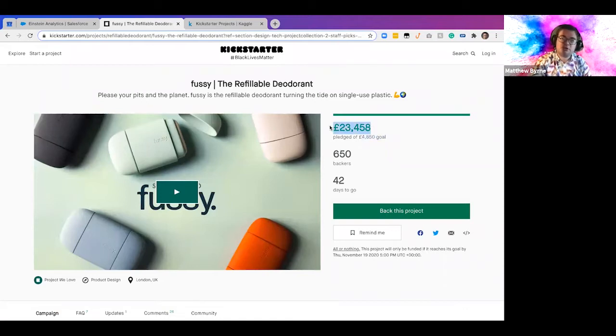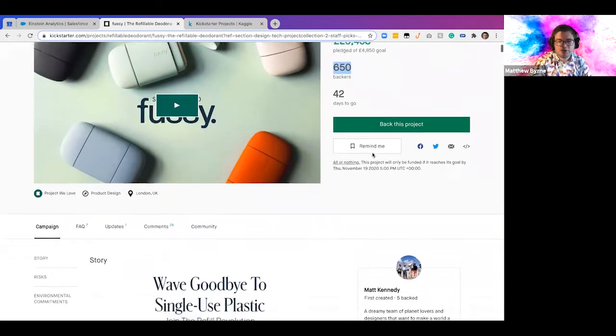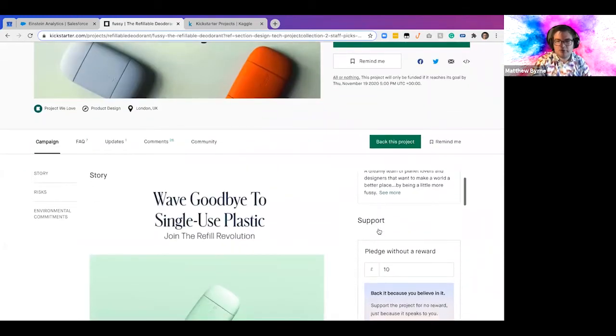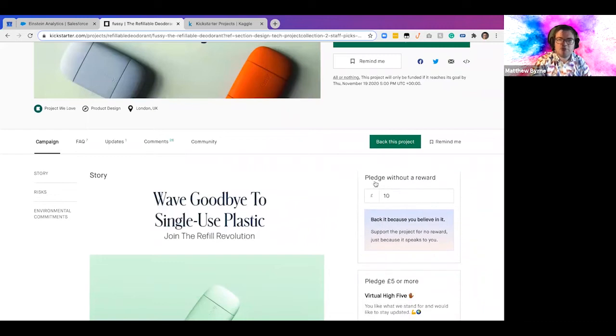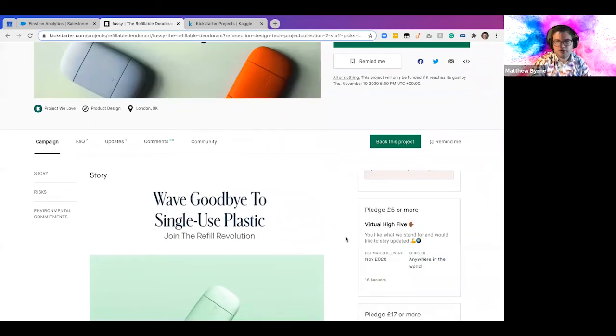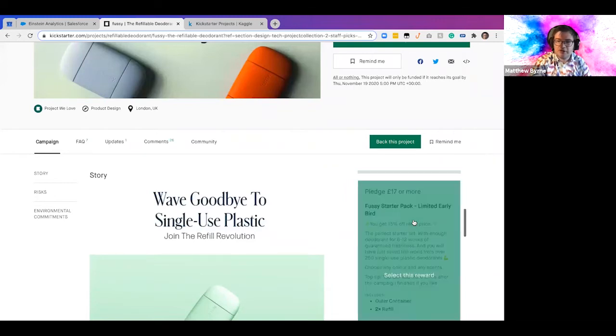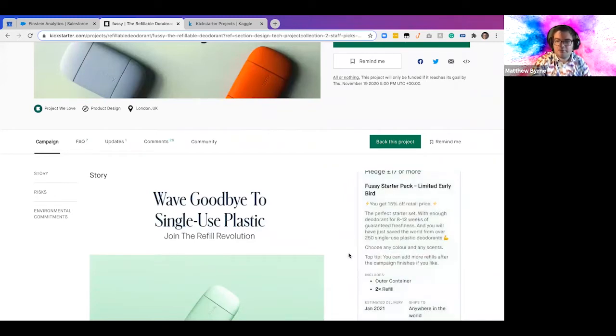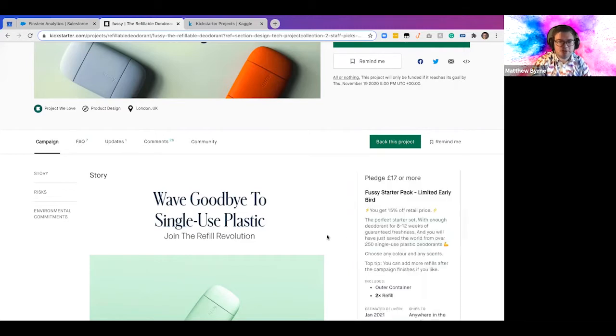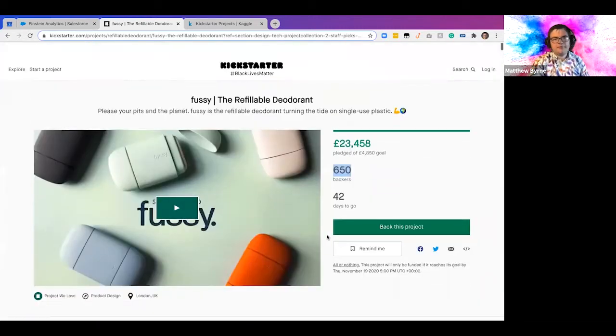And this is how much they've raised. And they've raised that through 650 backers. And when you choose to invest in one, sometimes you can get rewards. So if you invested £5, you get a high five. There you get an early bird pack if you invest £17 or more. Yeah, this kind of stuff.